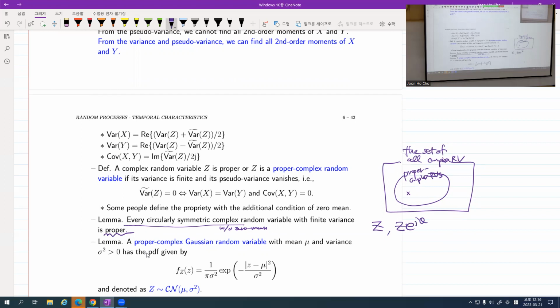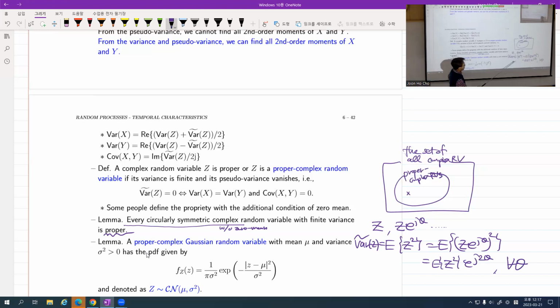And what do we know? What do you want to do? Suppose z already has mean zero, then the variance of z equals the complementary variance, right? This holds for all theta. If z is circular, this z squared has the same distribution as (z e^{jθ}) squared, right? And then this is a constant, so you take it out.